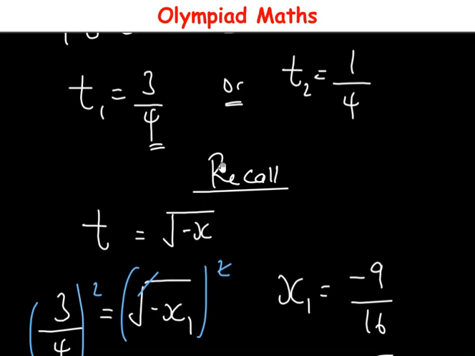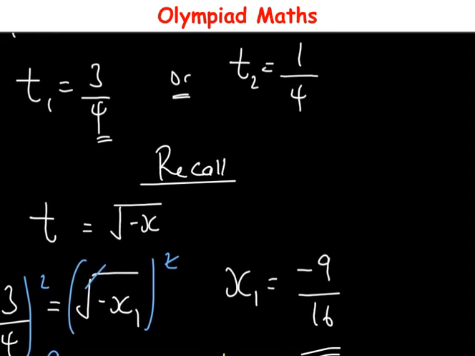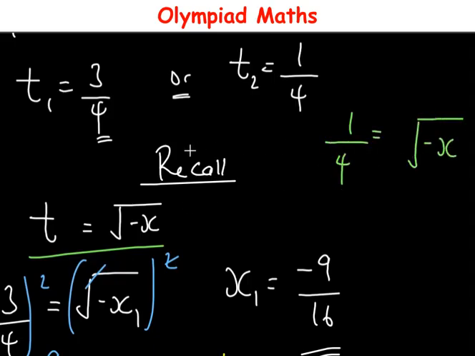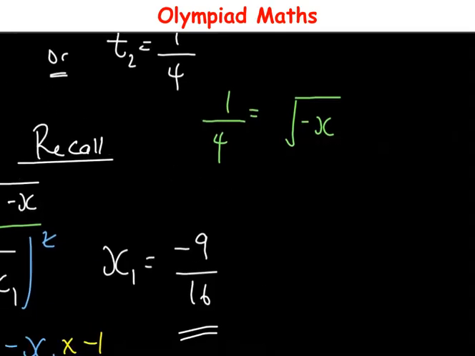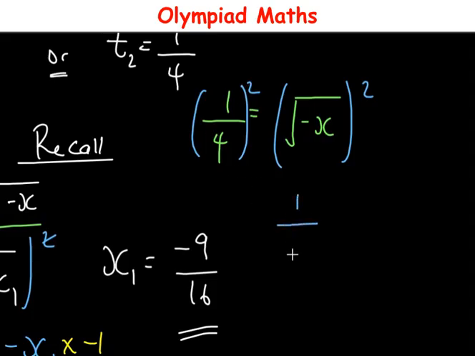Okay, so let us then solve for the other solution of x using the second solution of t. So from here, still making use of this t equals root minus x, our t is 1 over 4 equals root minus x. Now, to solve for x, the next thing we're going to do is to square this equation so as to remove the square roots. 1 squared is 1, over 4 squared is 16, equals, the square will cancel the square root. We are left with minus x.